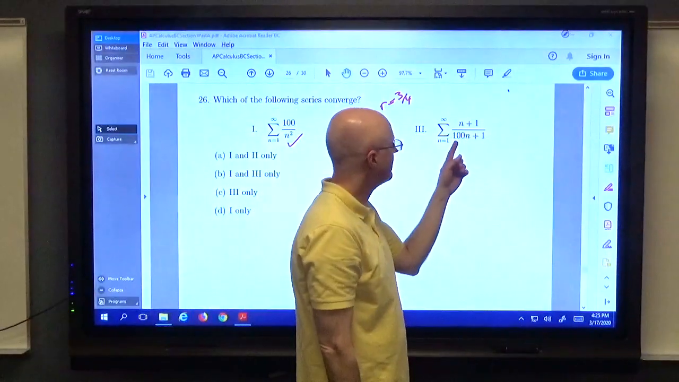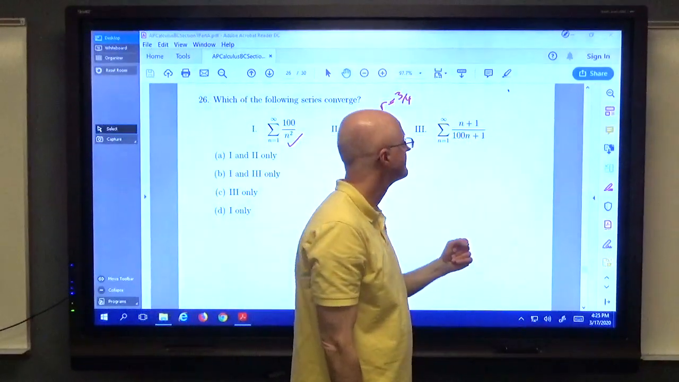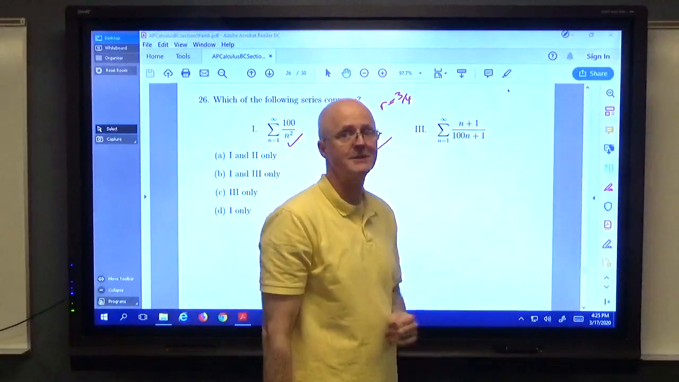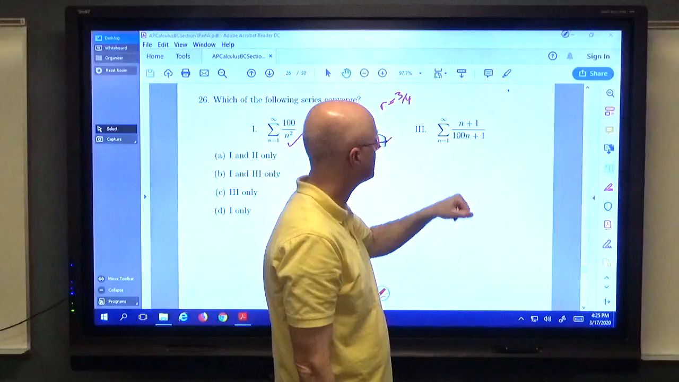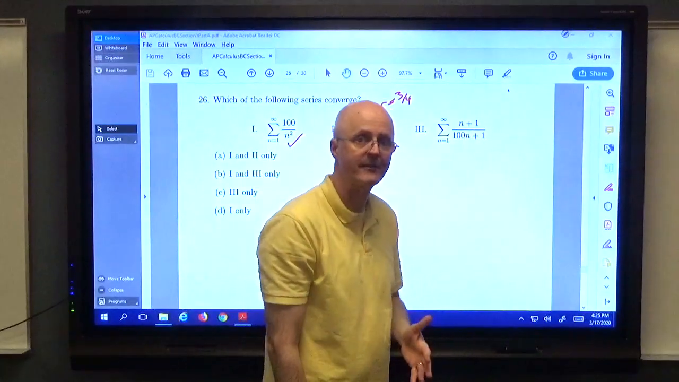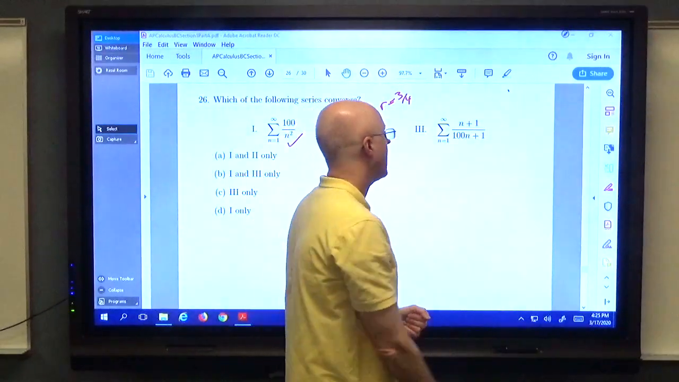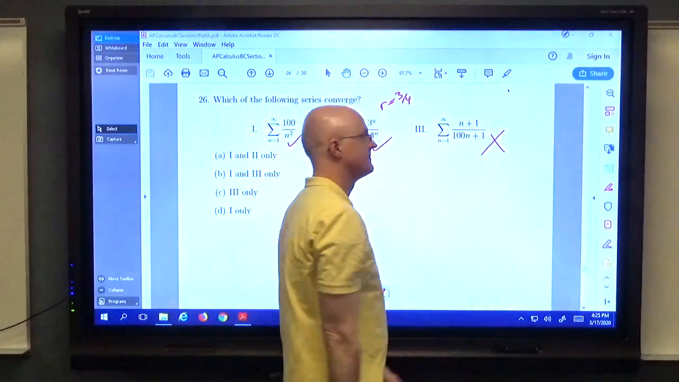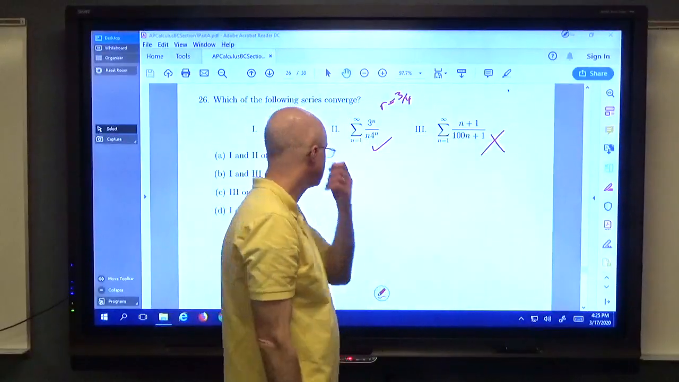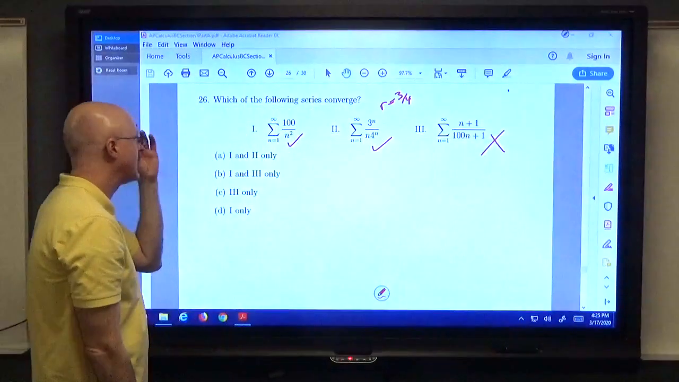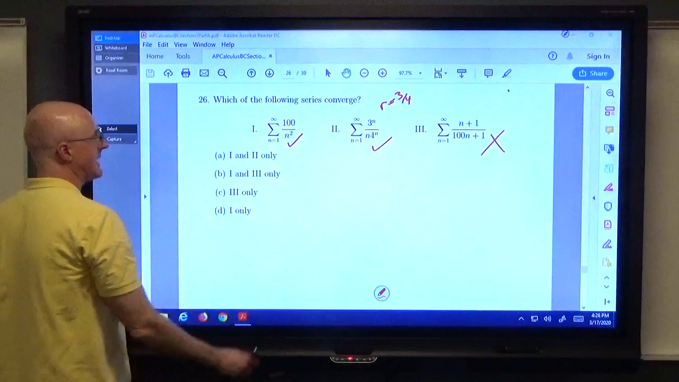And this one, in spite of the fact that the 100 down there is kind of big, still has terms which do not go to 0. The terms that you're adding here approach 1 over 100, something non-zero as n goes to infinity. And that means the series diverges. The terms converge to 1 over 100, but the series, the summation, diverges. Make sure you keep those concepts distinct. So the answer is 1 and 2 only.